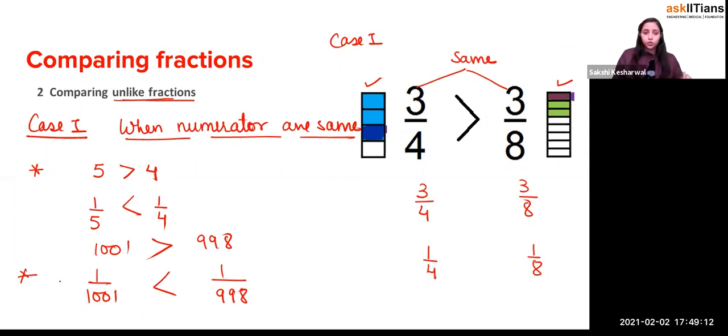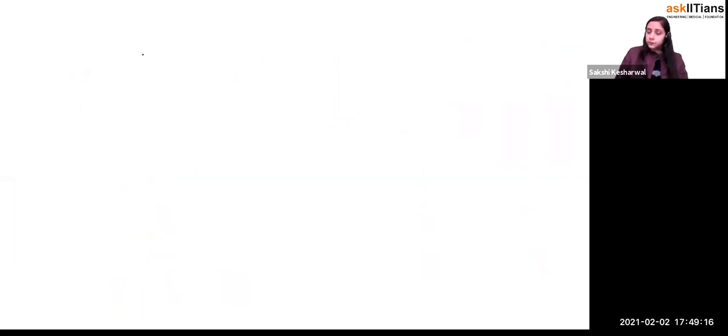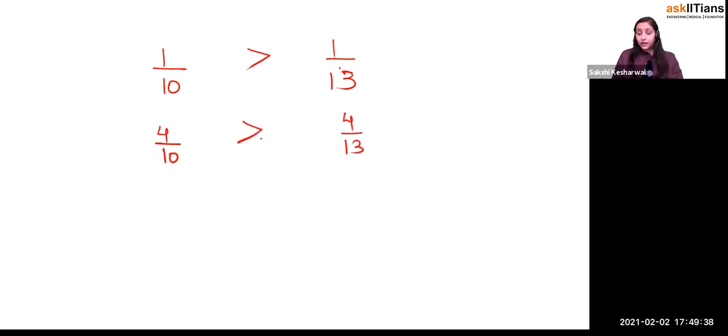Now, if you put the same numerator, it means you're going to take 3 parts of it. Let us suppose I write 1 by 10 and 1 by 13. It means you divide this stuff into 10 parts and the same stuff into 13 parts. So definitely this is greater, right? Now, if I take 4 by 10 and 4 by 13, definitely again this will be greater.